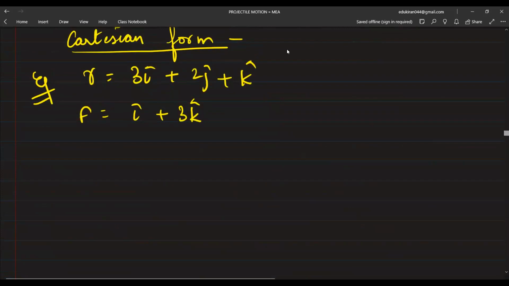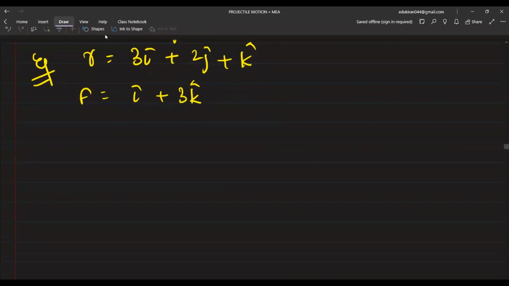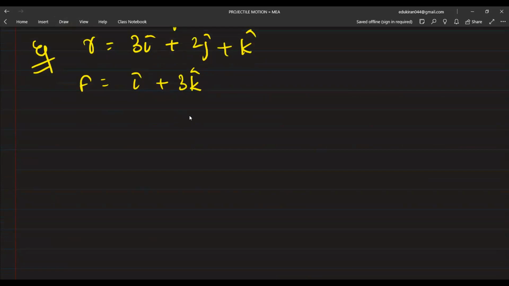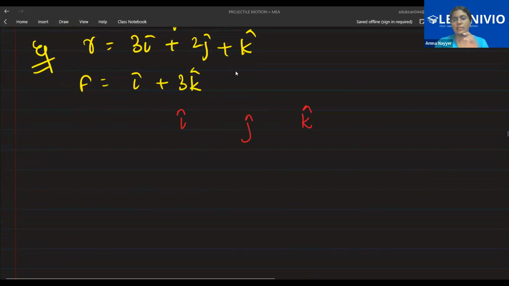If we have a Cartesian form present, then how do we solve it? We write I cap, J cap, K cap. Then we see the coefficients, like I cap has 3, J cap has 2, K cap has 1. That we have to write.